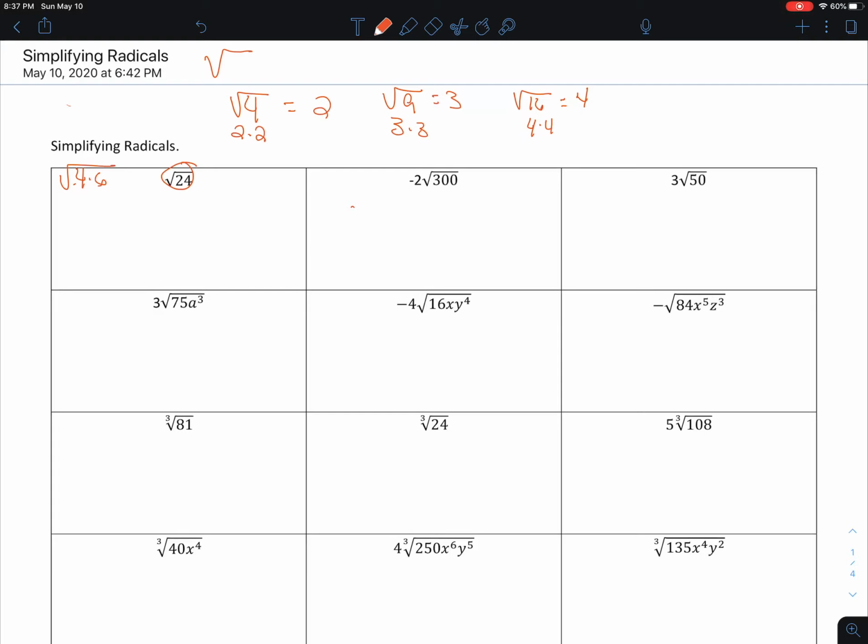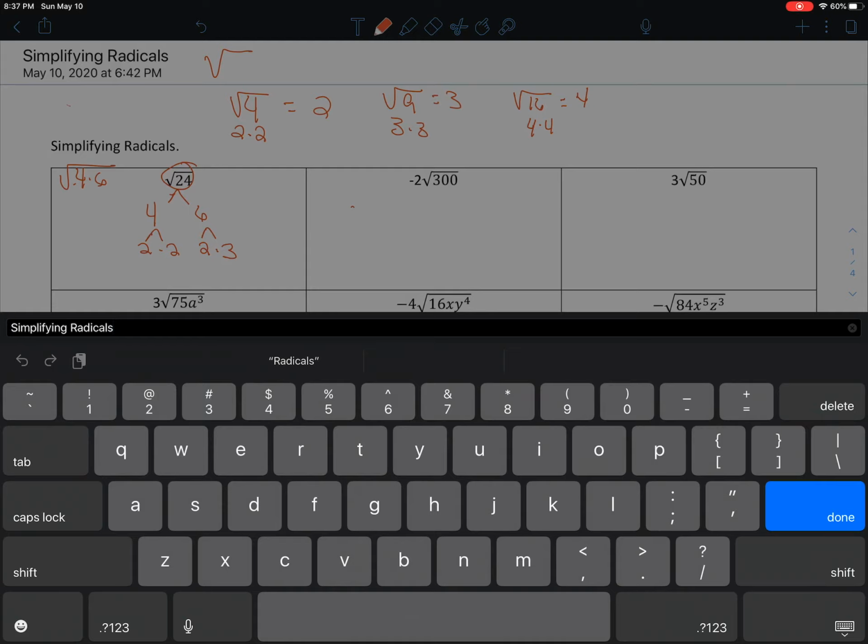So we're going to do this. You can do it a couple of different ways. The way that I'm going to show you is we're going to take this 24 and write the prime factorization of 24. So 24 is 4 times 6. I can break 4 down to 2 times 2, and we can break 6 down to 2 times 3.